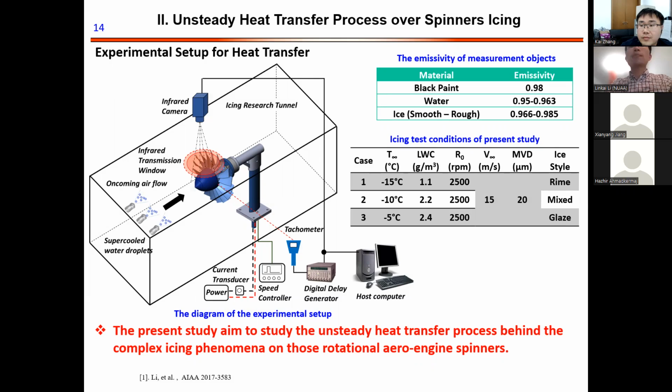Yes. I use the black paint on the model to increase the emissivity and to make sure the ice emissivity, the water emissivity and also the background emissivity are very close to each other. Did I answer your question? Not actually. If it's possible, could you explain a little bit more.